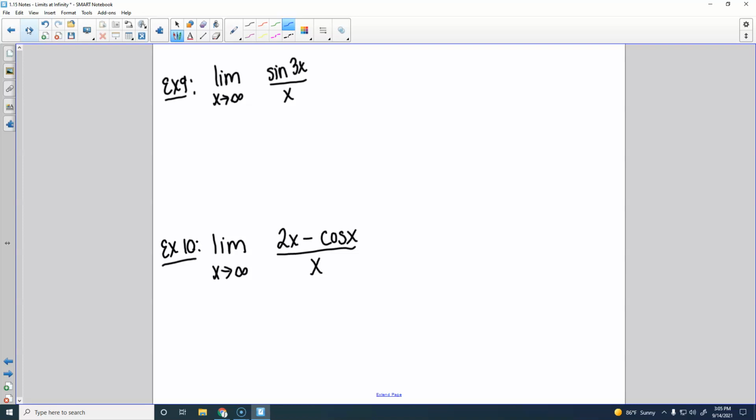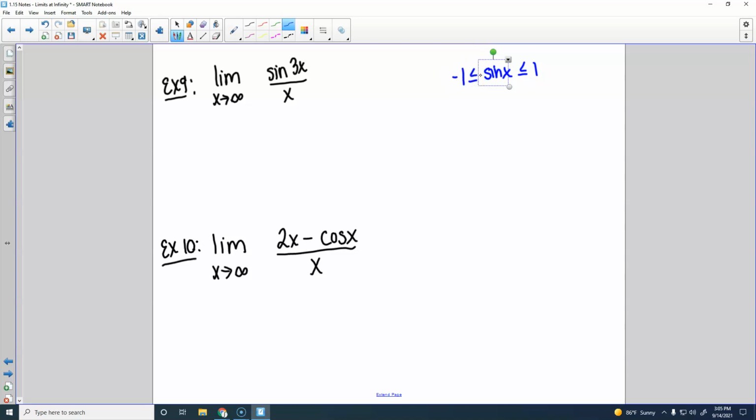That is if x approaches 0. But x does not approach 0 here. It's infinity. Okay, tell me about sine. Sine of x. What's the biggest it can be? 1. What's the smallest it can be? It can be negative 1.